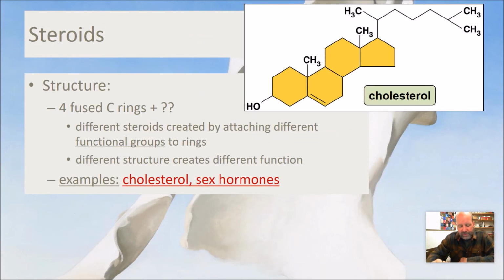The last group is steroids. These are all cholesterol derived. We start with cholesterol, and then you add functional groups of various kinds, and you get a bunch of different steroid hormones, which are hydrophobic molecules that signal cells to do things. So we've got these 4 carbon rings. Like I said, a variety of different functional groups.